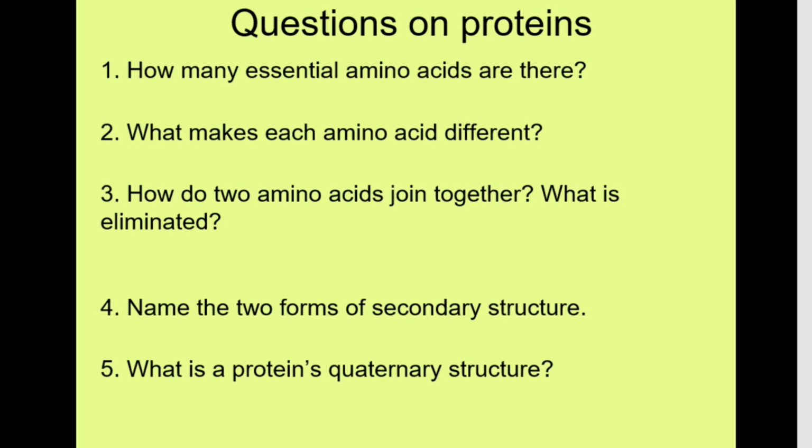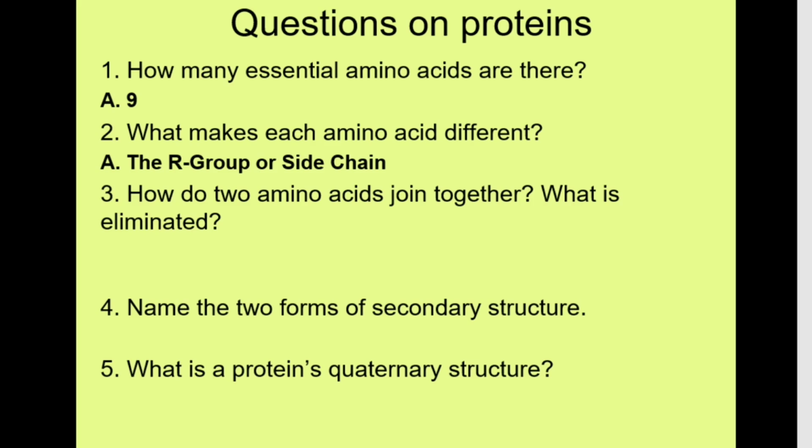Okay, welcome back. Hopefully you've had a chance to answer those questions. So let's go through the answers together now. So question number 1, how many essential amino acids are there? Well, there are 9. So there are 9 essential amino acids, and hopefully you also remembered that there are 20 amino acids in total, so 20 naturally occurring amino acids that make up our proteins. 9 of them are essential, which means that we cannot synthesize them in our bodies, we have to get them in our diet.